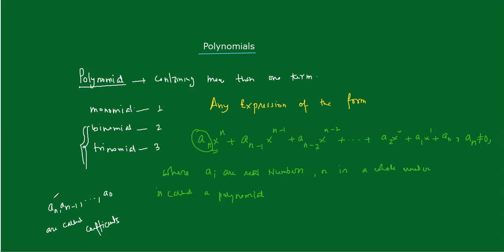And the highest power coefficient should not be 0, because this highest power is known as the degree of the polynomial. Degree of the polynomial. It is known as the degree of the polynomial. Please note it down, and once you finish it, raise your hands.